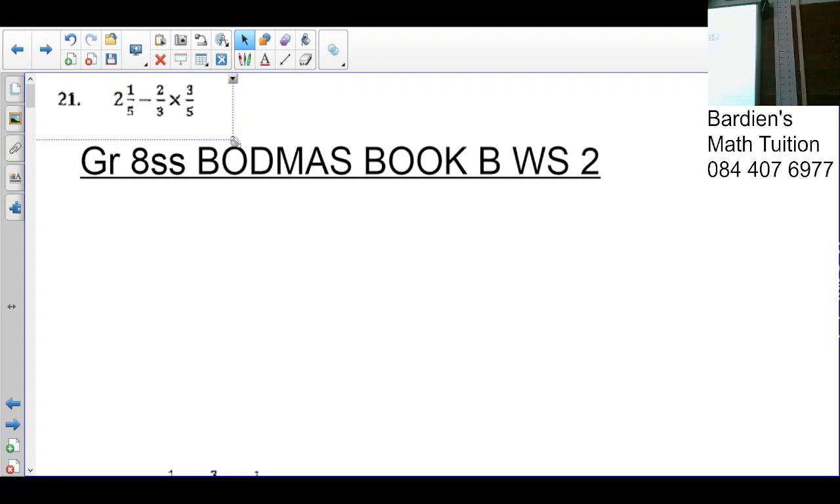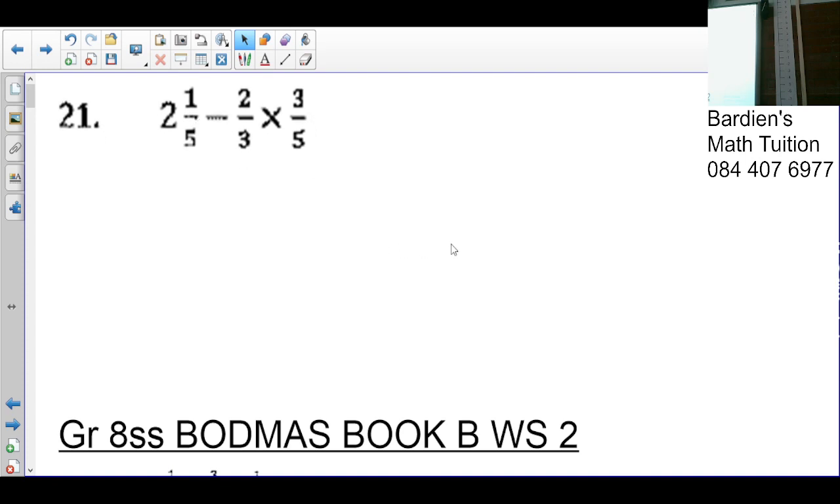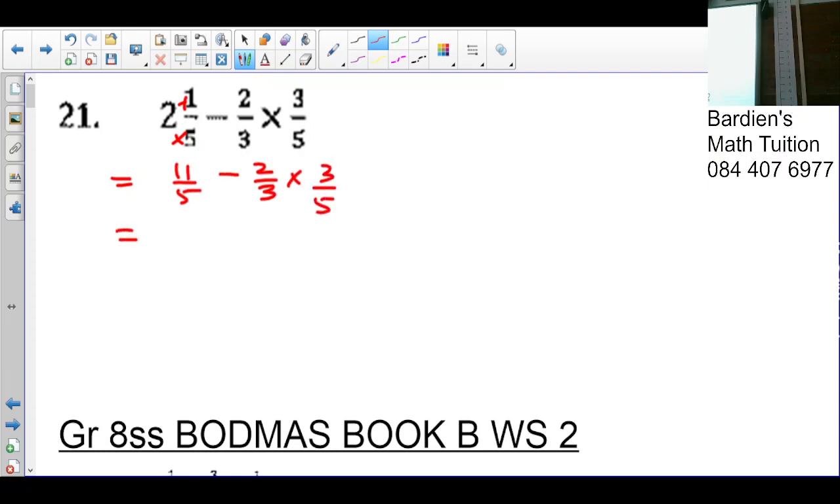Number 21. What must be done first? First convert to improper fractions, which is going to be 11 over 5 minus 2 over 3 times 3 over 5. So what can be done now? Multiplication. Is there anything that can cancel then? Simplify. Yes, 3 going to 3 ones, 3 going to 3 ones.